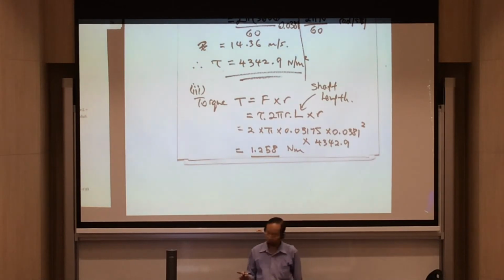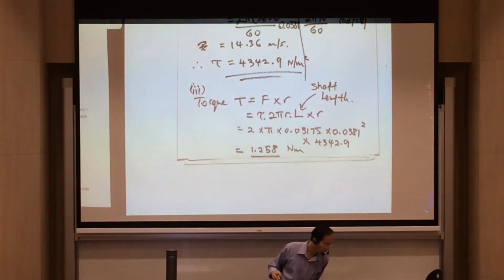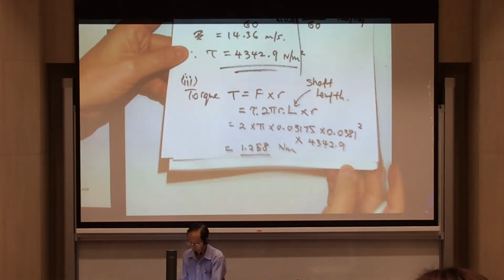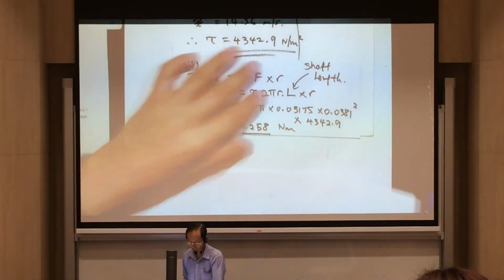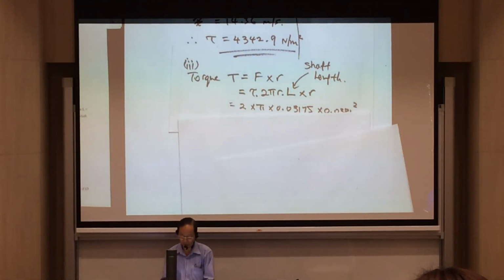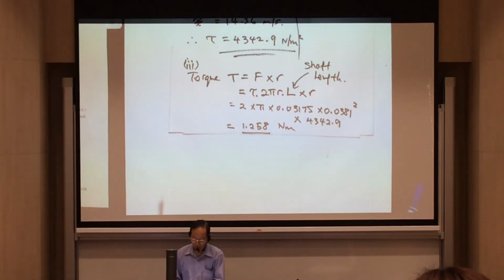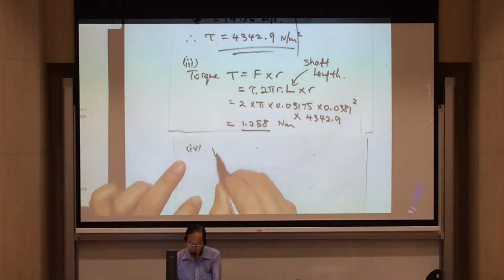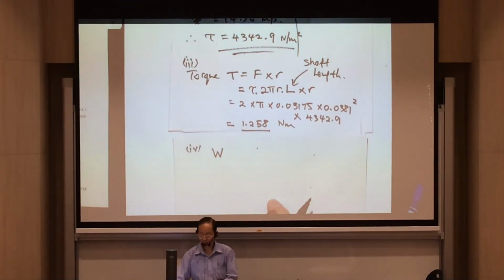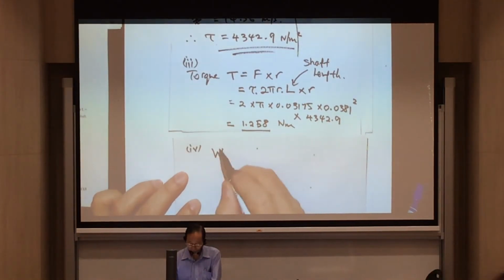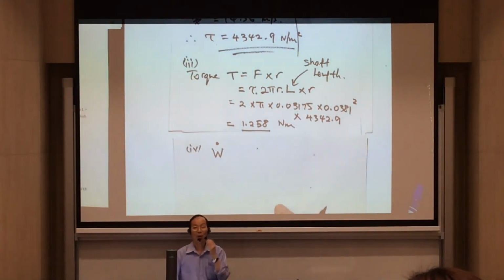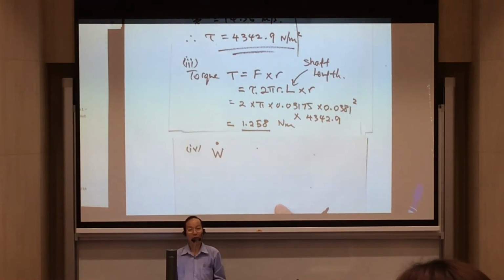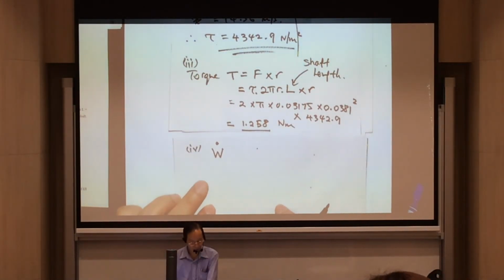And next, finally, parts 4 and 5. You got the torque, now get the power. So what is the power? Power, as I mentioned earlier, W is work done. Put a dot above W: work done per unit time is power. So W dot is power.